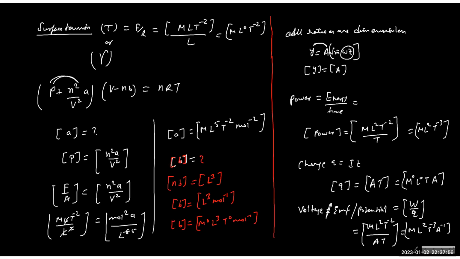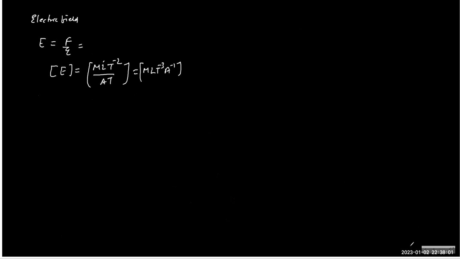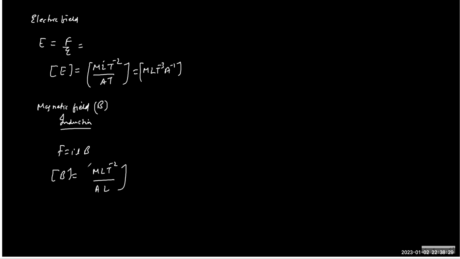And this is the same as... different. Okay. Magnetic field. So what's your dimension? Always think of a simple relation. F equals I L B. So always think about the simplest relation.